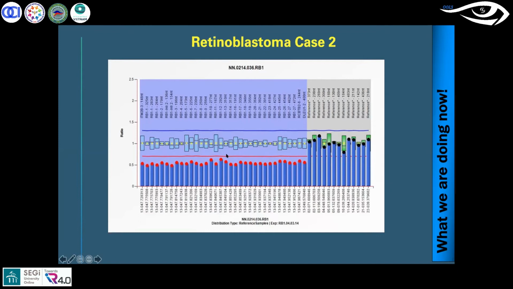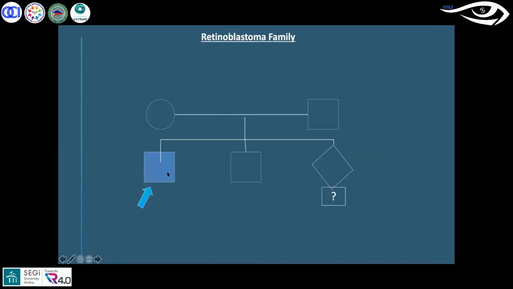So this is the family that came to us. This boy had bilateral retinoblastoma, with very early onset, and one of the eyes was enucleated, when he was close to 2 years old. After enucleation, the boy has one prosthetic eye and he's quite okay, but he had all the chemotherapy, everything. So they really wanted another child.